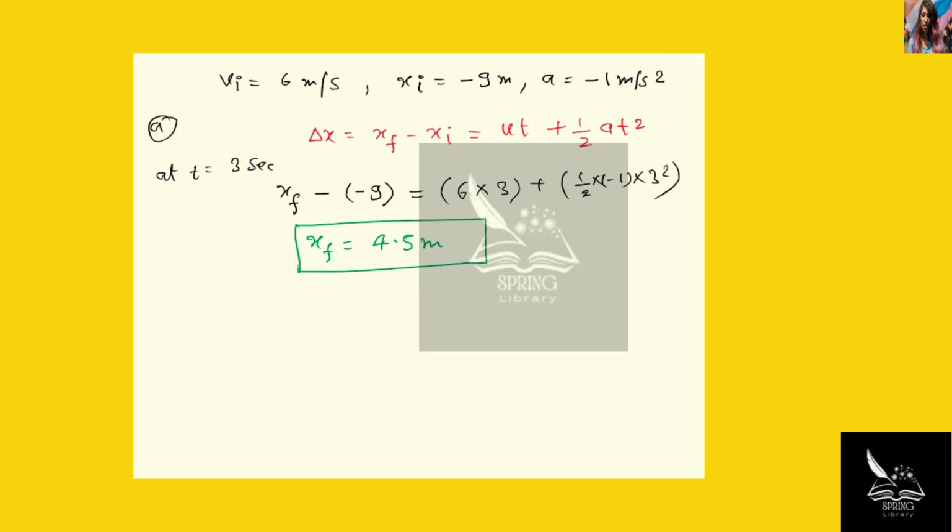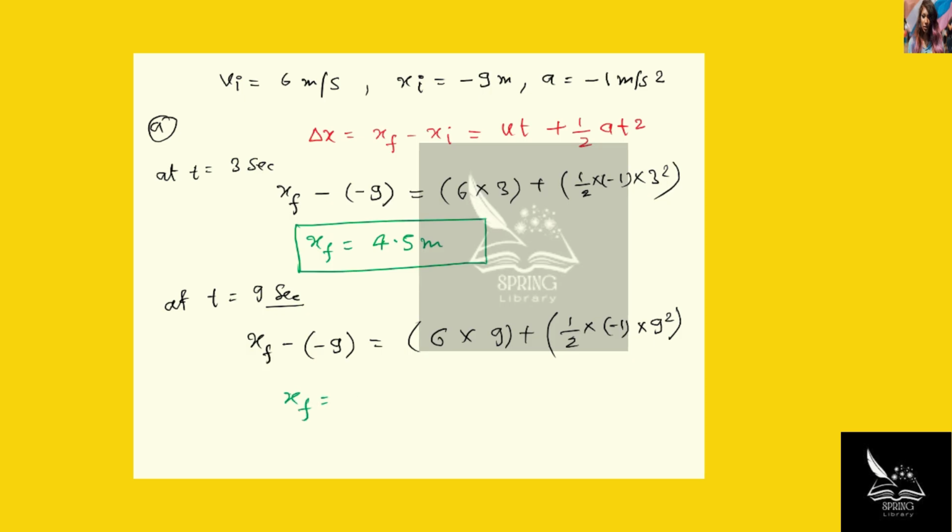Now next at time t equals 9 second. So the final position minus initial position will be the same, equal to 6 into 9 plus half into minus 1 into 9 square. So after simplification we will get the final position equal to again 4.5 meter.